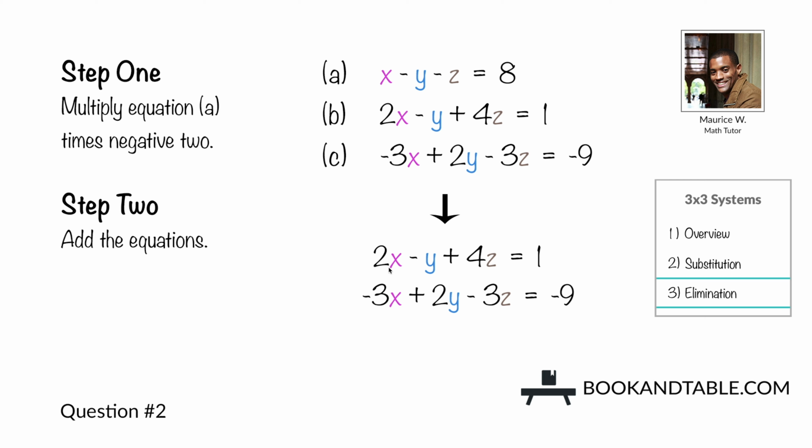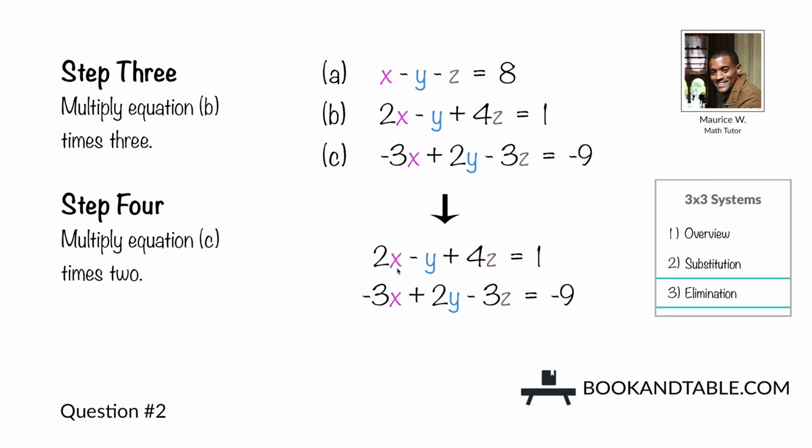We see here we have 2x, and here we have -3x. So we'll want to multiply equation B times 3. This will give us +6x. And step 4, we'll want to multiply equation C times 2. That will give us -6x. That allows for +6x and -6x to cancel each other out. So let's go ahead and work that out.